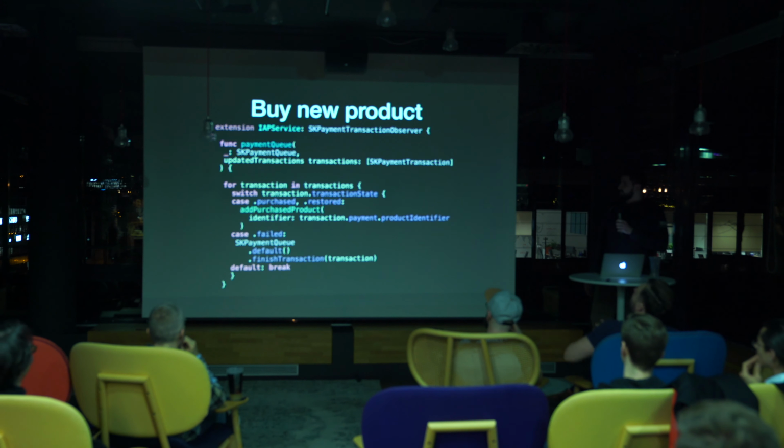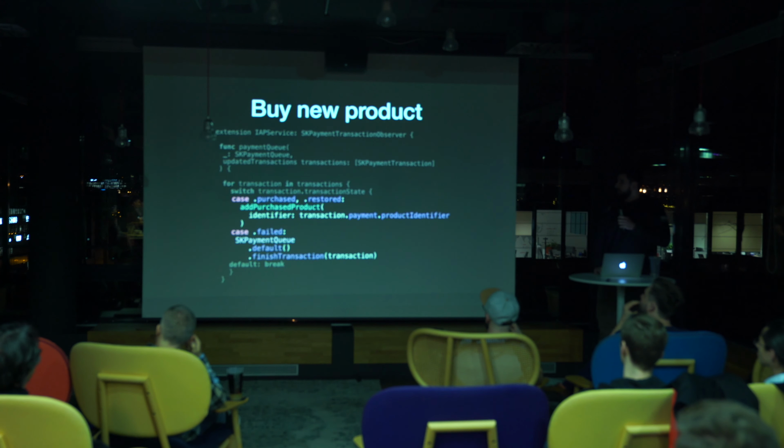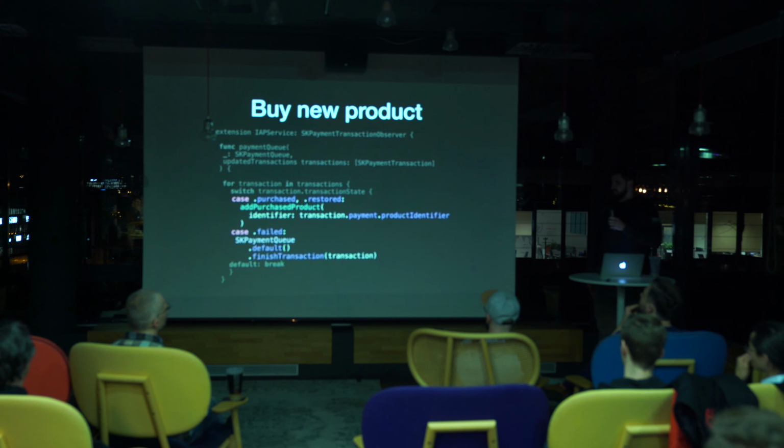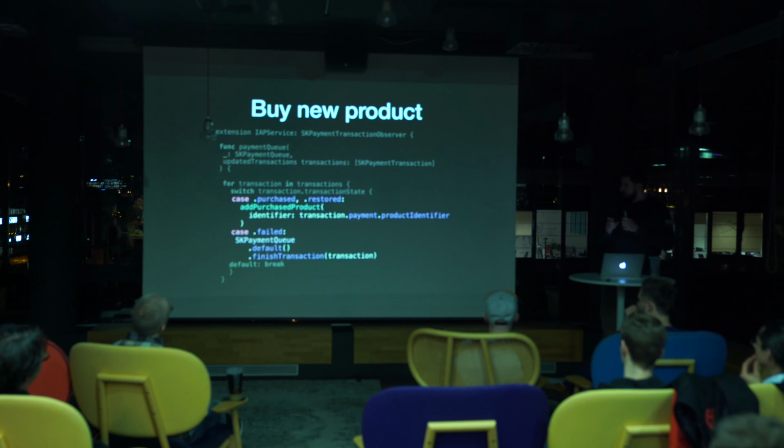Your implementation of the StoreKit payment transaction observer can look something like this. It has one required method, updatedTransactions. You iterate over transactions because this method will be called when you restore your purchases, so you can get more than one transaction. When it's purchased or restored, you just add your payment product identifier, which should be the same as your product identifier, to your set of bought products. When it's failed, you should call finishTransaction.